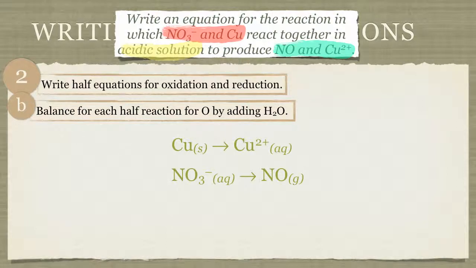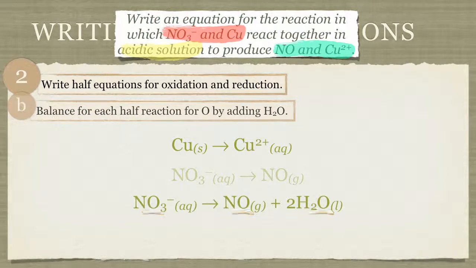We can do this because, remember, this is all happening in acidic solution, which means we have plenty of water available in solution. So let's balance the oxygen in the second half reaction by adding some water to the right-hand side. And we can see that we have 3 atoms of oxygen on the left and 3 atoms of oxygen on the right.